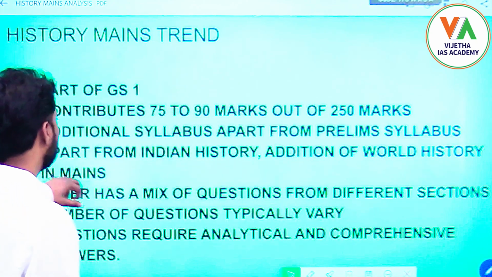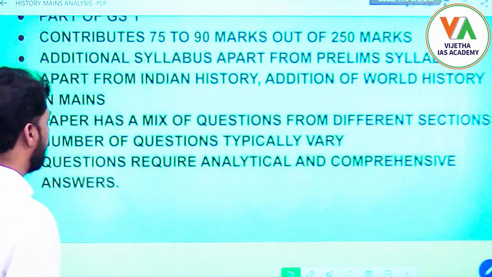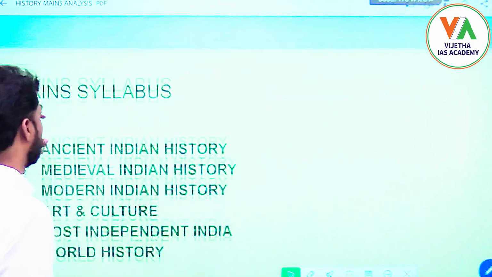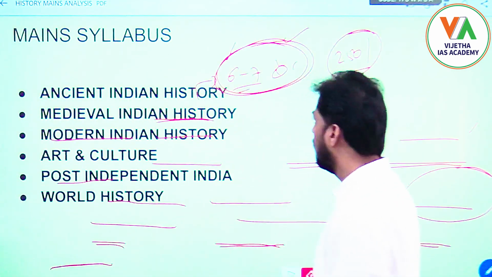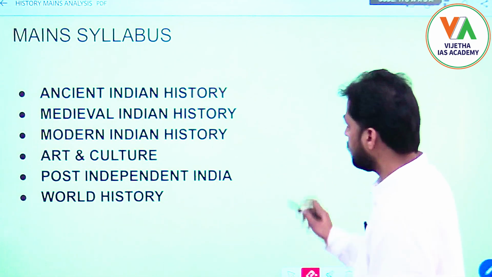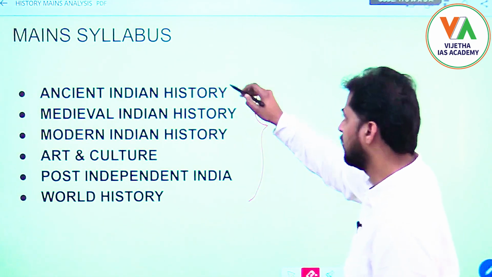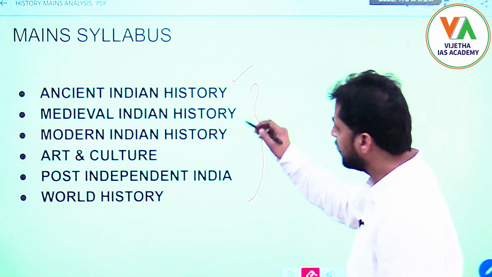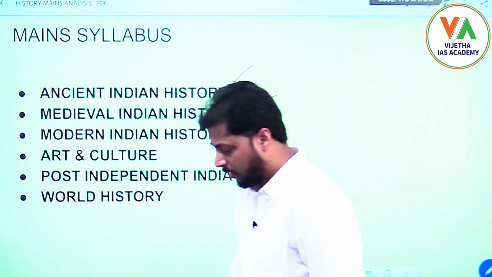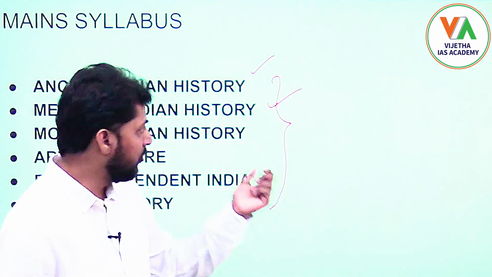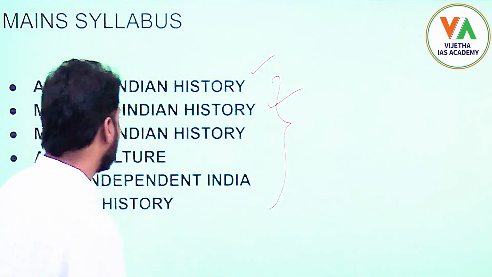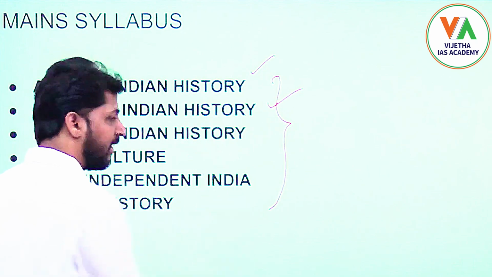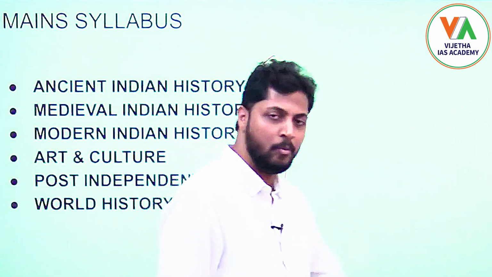So this is about the Mains paper GS 1, that is nothing but history. Here I have provided the syllabus. Obviously the syllabus is ancient Indian history, medieval Indian history, modern Indian history. Here we'll mostly focus on the advent of Europeans and the Indian national movement, right from ancient to modern, right?